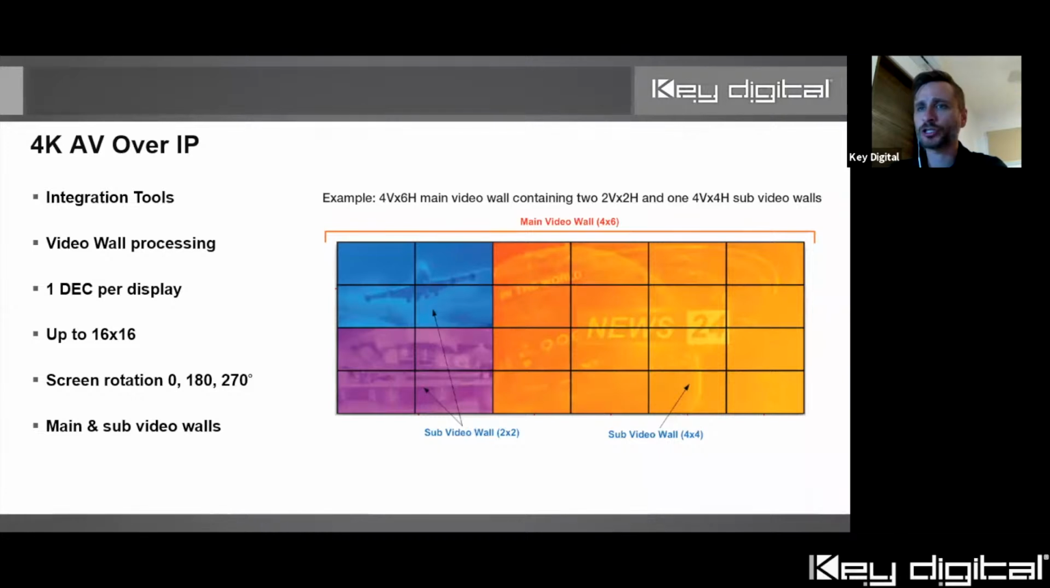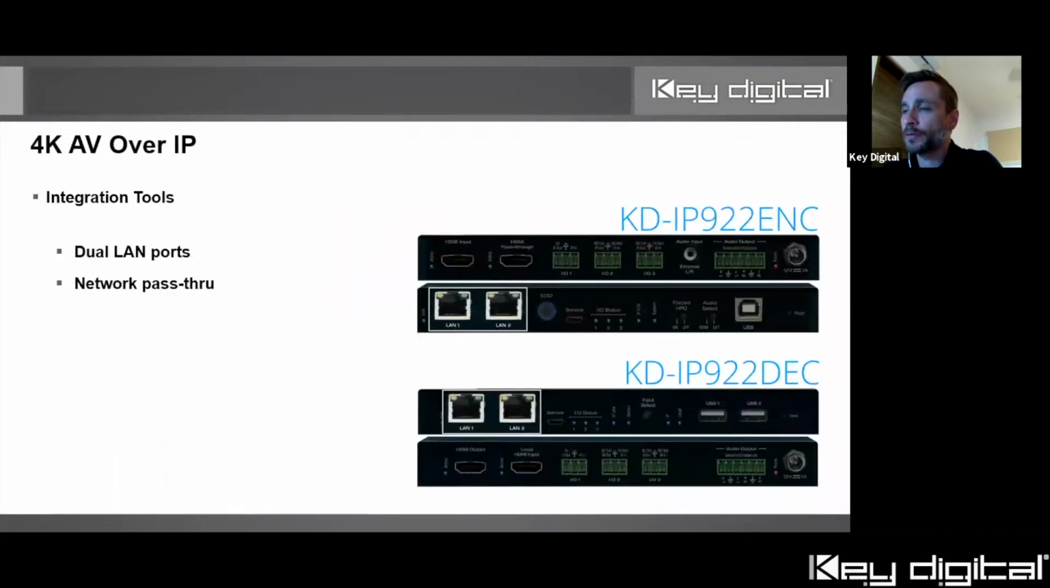There's no picture-in-picture with our system, but you could have up to 16 wide and 16 high for your video wall. That's a lot of displays. And we could also rotate the image. And as I mentioned, the main and sub video walls are all controlled very easily from our Key Digital app, as we'll show you here in a few moments.